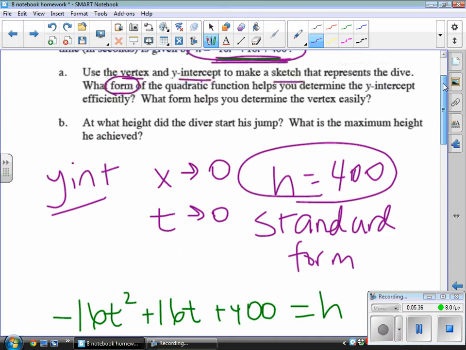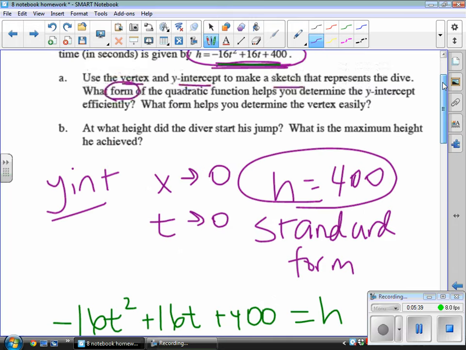So that's really for part A. At what height did the diver start his jump? That's your starting value. That's the y-intercept. That's right here. Okay. What is the maximum height? 404, which is the vertex. Okay, so you answered those questions already. So it needs to be in graphing form, which we do by completing the square to find the vertex, and the standard form is the best or easiest way probably to find the y-intercept.